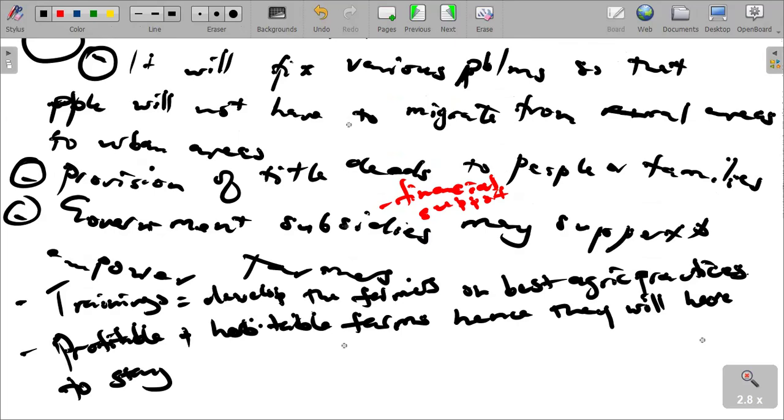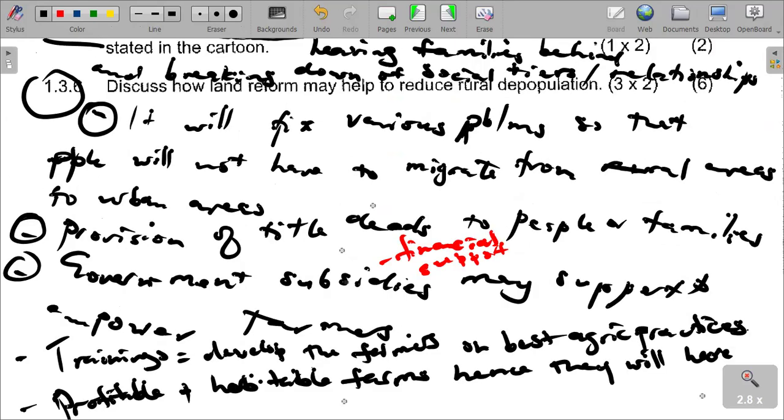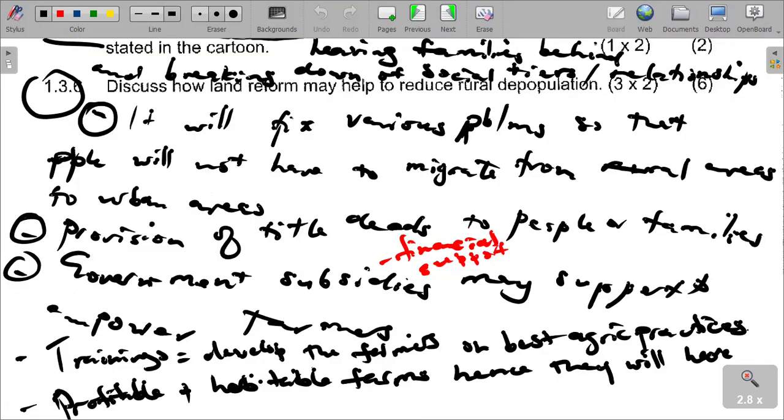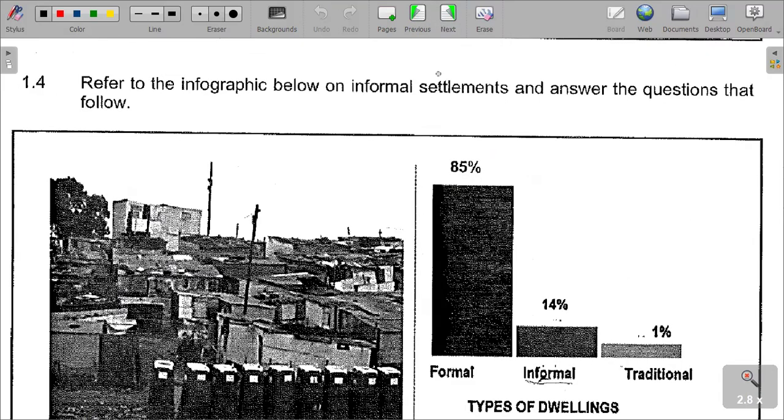Provision of title deeds, empowerment of people by government through financial support, subsidies on seeds, on farm mechanization and trainings, empowerment. All these are various advantages that we can give with regards to land reform, which comes to address problems of what? Rural migration.